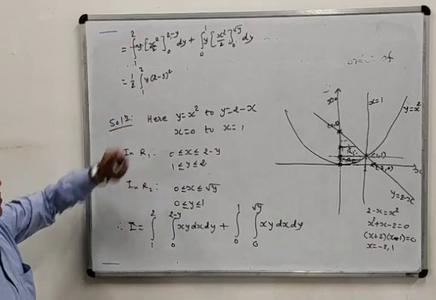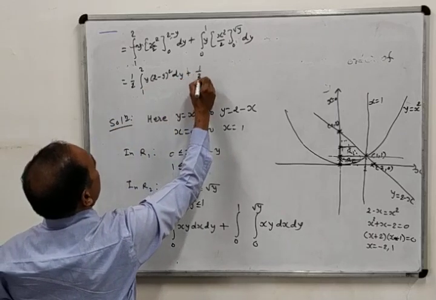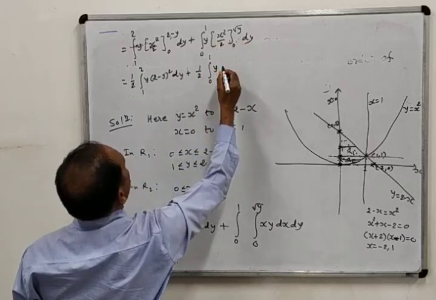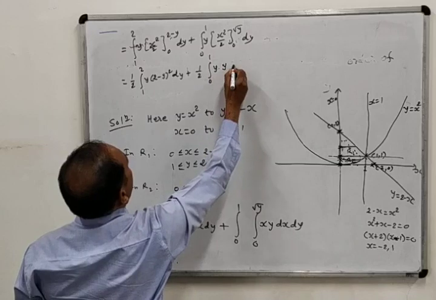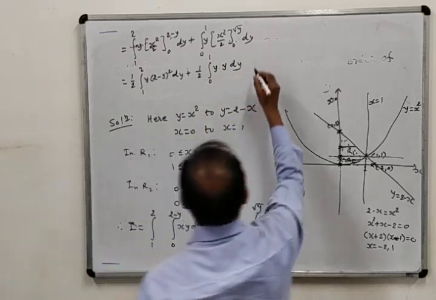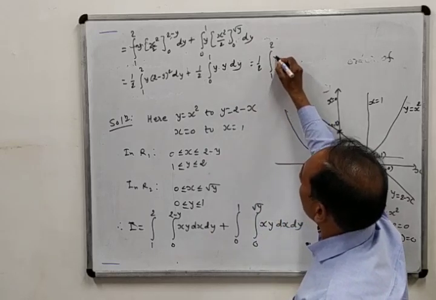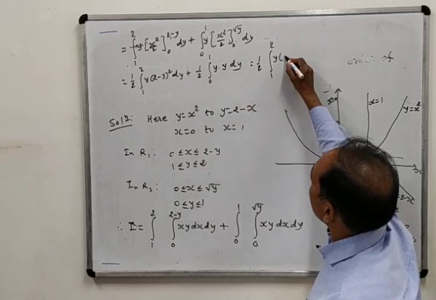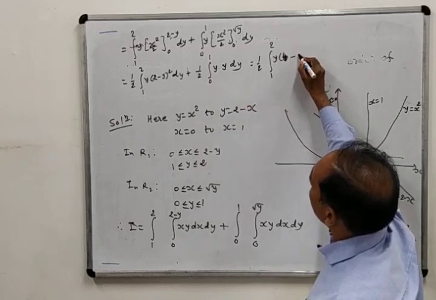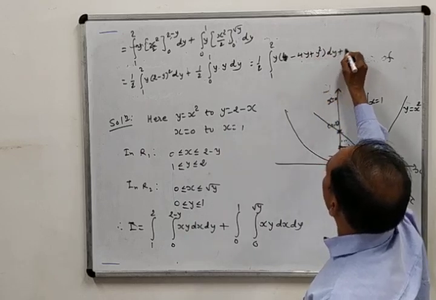This is 0. So (2 minus y) whole square dy, and this is what, 1/2 here again I will take outside. y root y square means y and the dy. Okay, so this is equal to 1/2 integration 1 to 2. I will just expand this one: 4 minus 4y plus y square dy, and 1/2.